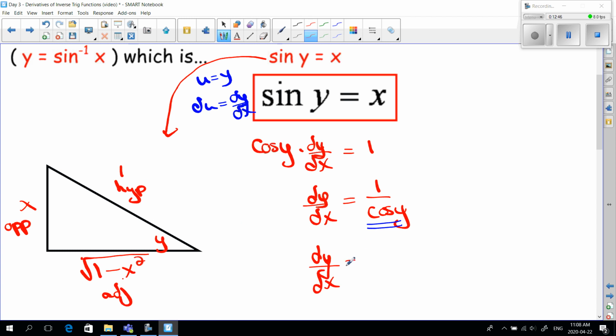So this right here would become 1 over the square root of 1 minus x squared. I'm just replacing that cosine y with the square root of 1 minus x squared divided by 1, which would simplify to the square root of 1 minus x squared. And that is where the derivative of the inverse sine function comes from.